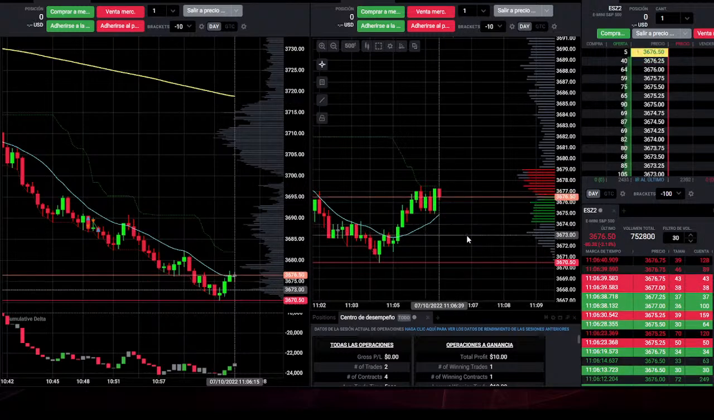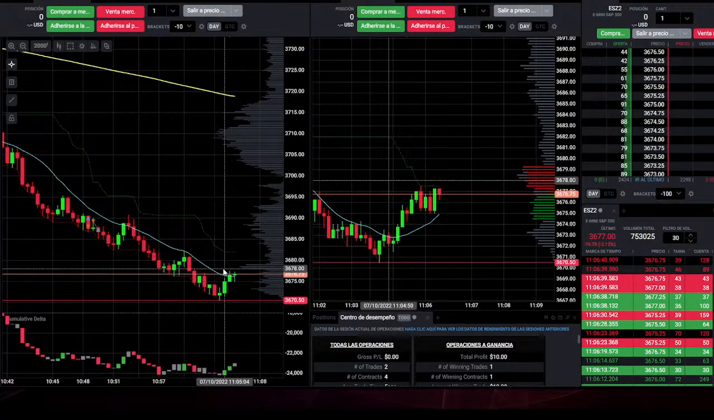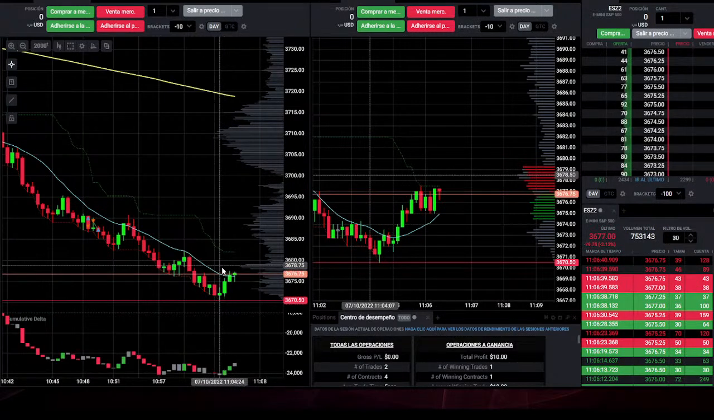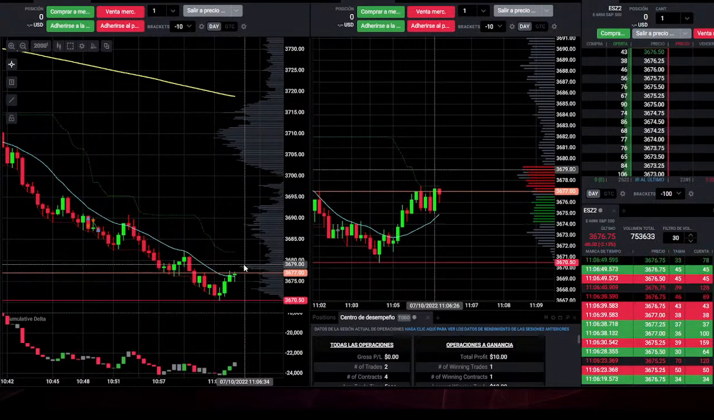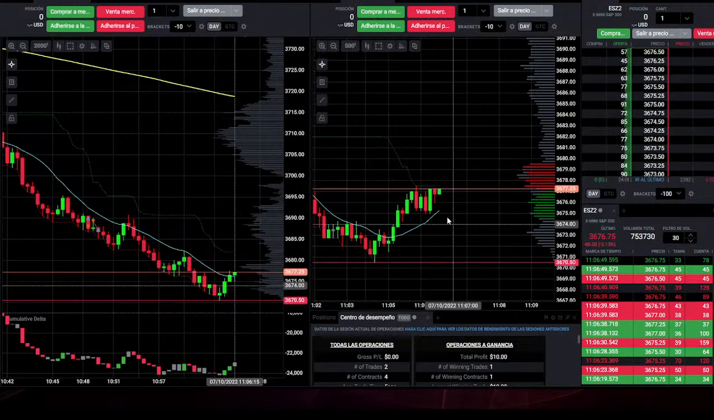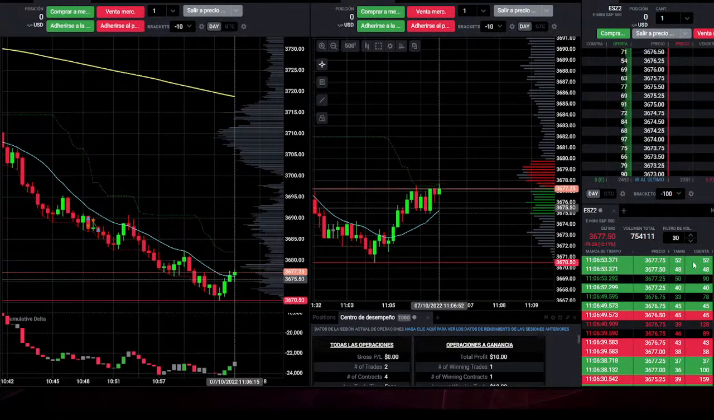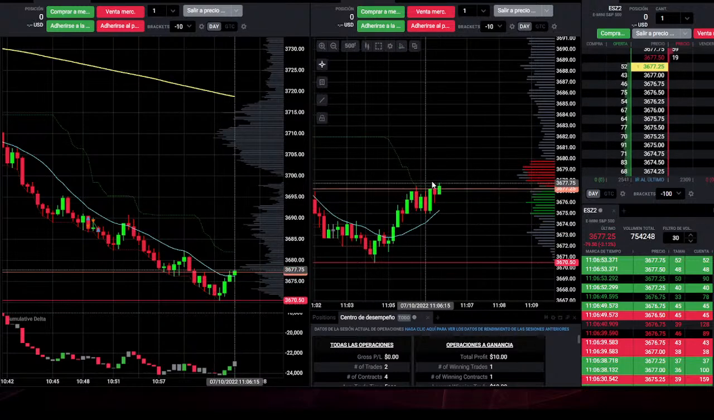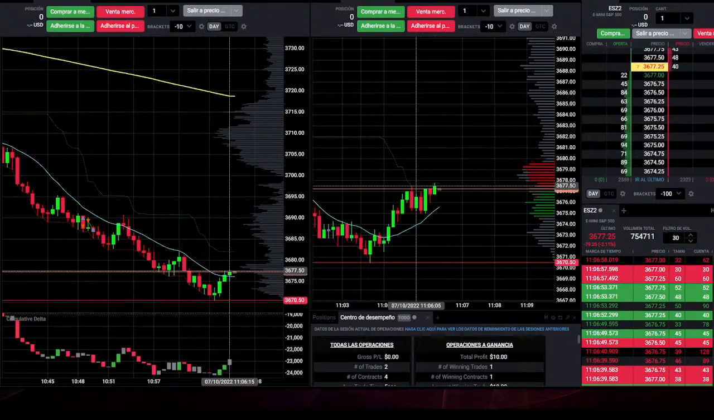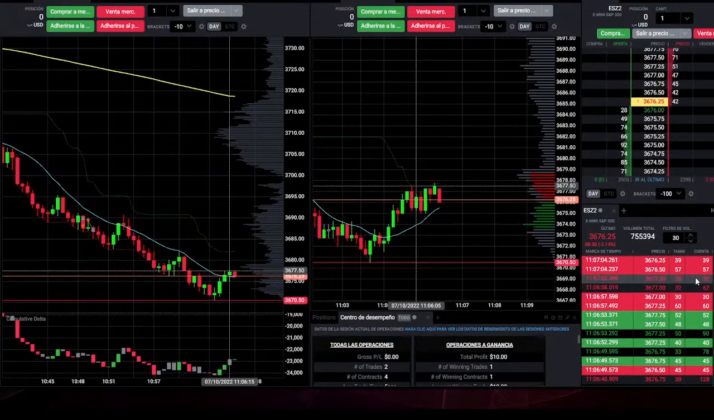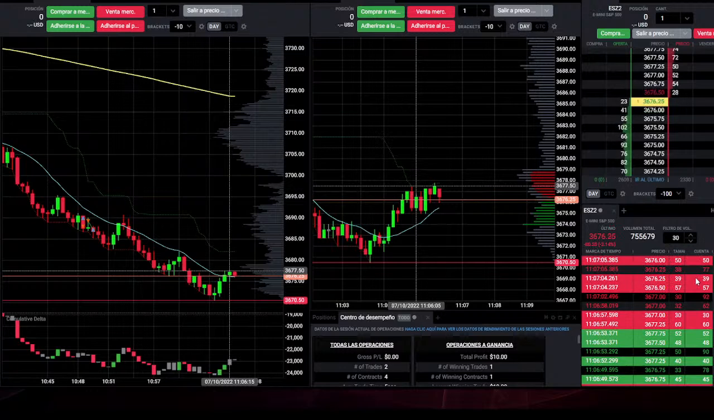Okay, so let's see. Trying to go higher. Volume here. Here we have volume. Price trying to go higher. Some buys, some buys. New high. Okay. Not many buys. Some sells. Sells going through. More sells going through.